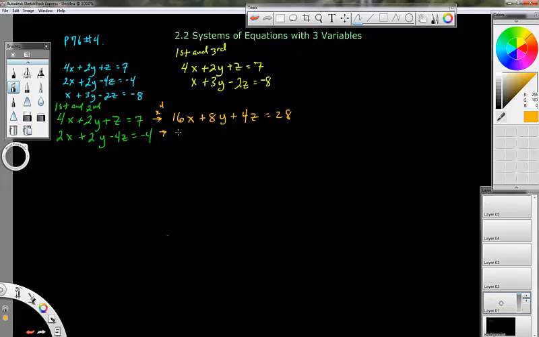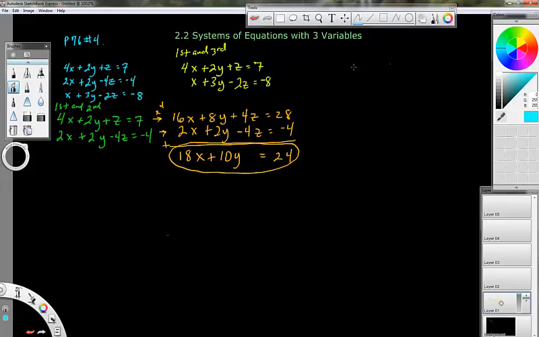On the next level, I'm just going to recopy it. 2x plus 2y minus 4z equals negative 4. And that looks good. So I can now, I have the opposites there. I can draw a line. I can add this. So this is 18x plus 10y equals 24. And I'll put a nice big old circle around that.